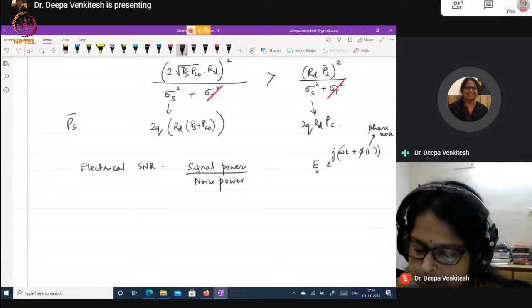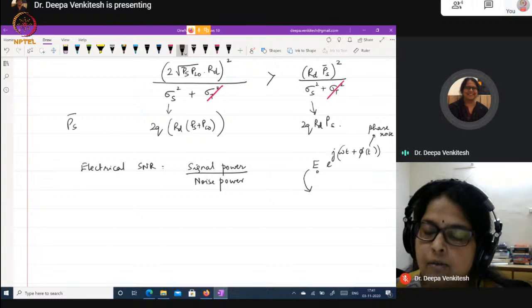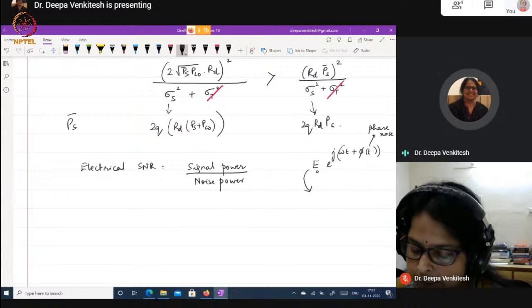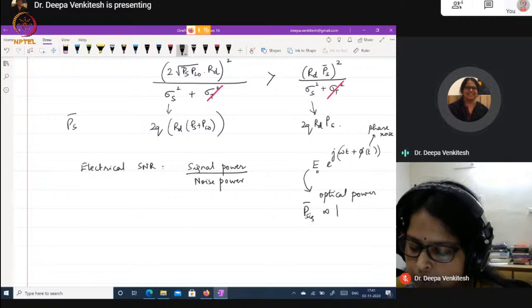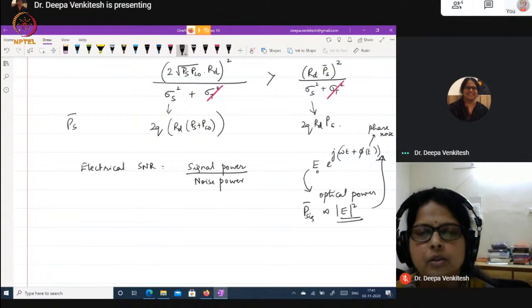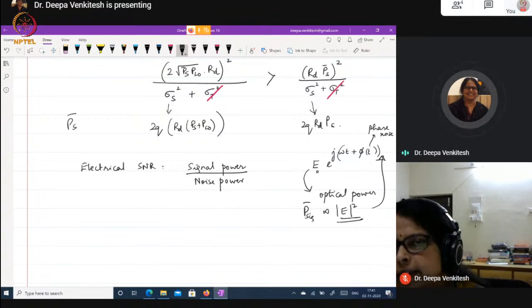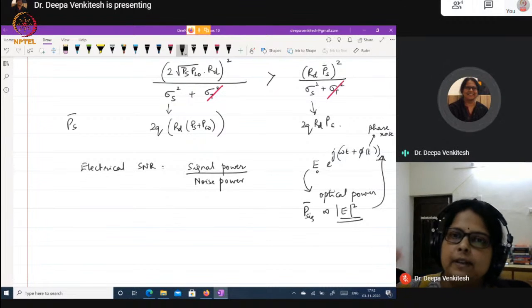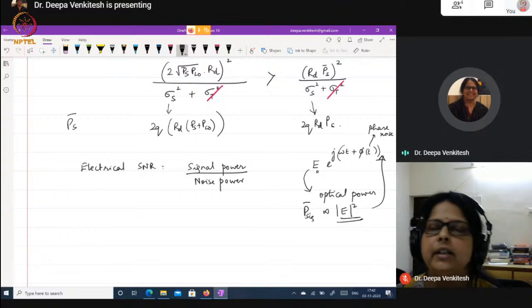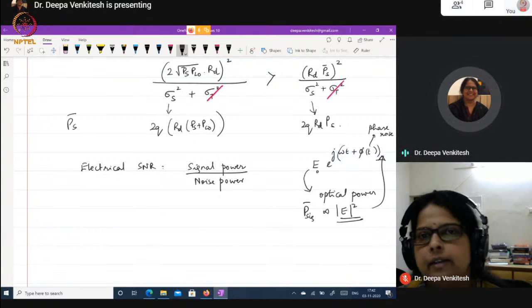But what happens is this electric field corresponding to the light wave gets converted into optical power. So the optical power, which is signal power, is proportional to mod E square. And the moment you say it is mod E square, you have lost the phase. So you will not see phase noise getting included in the SNR. You will always see only the amplitude fluctuations included in SNR. Phase noise is counted in terms of phase error variance or the line width of the laser.